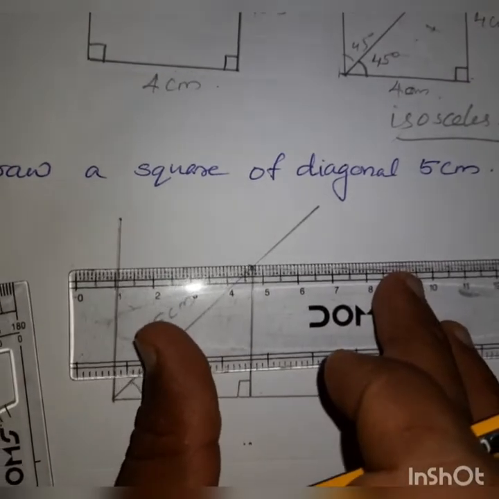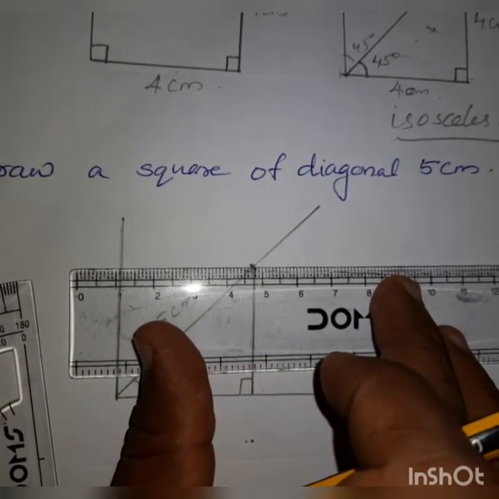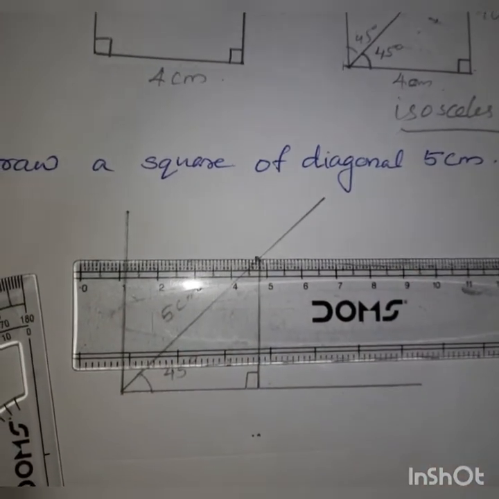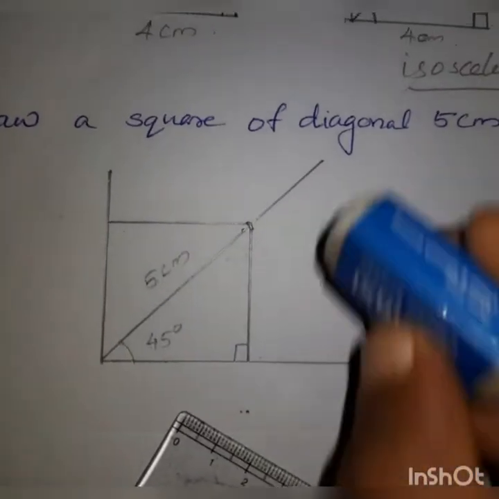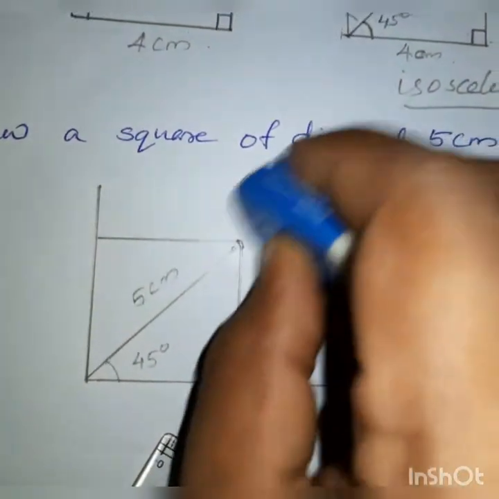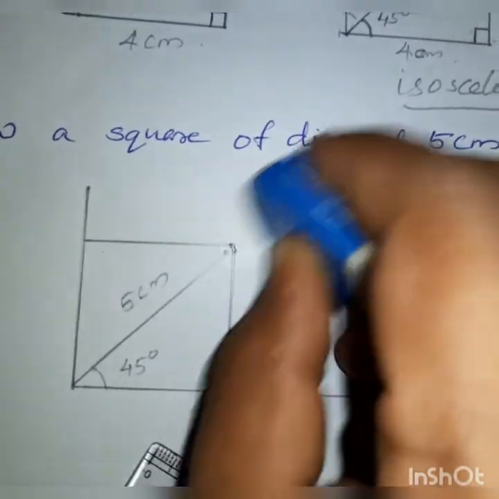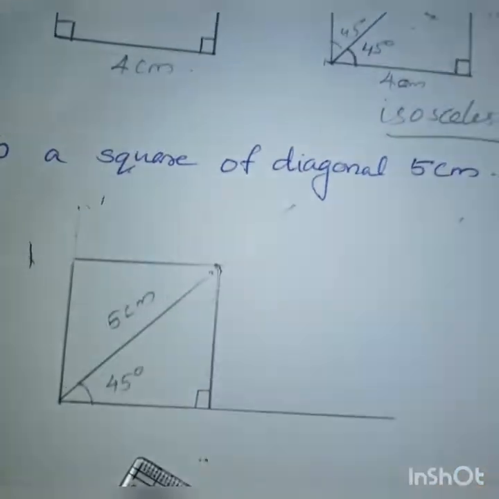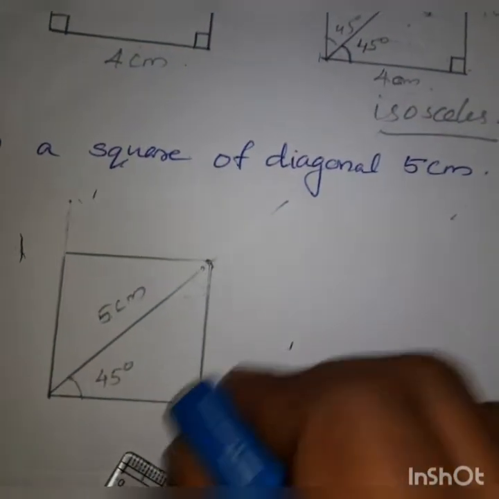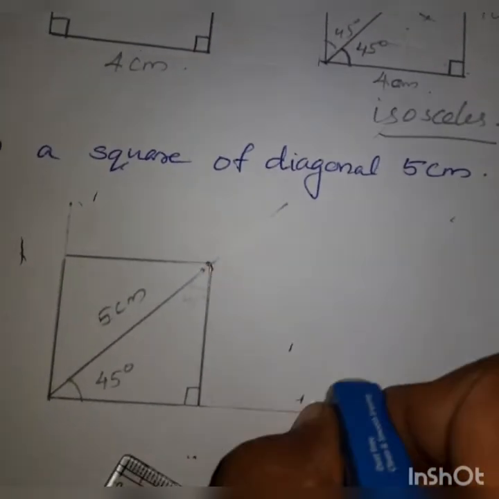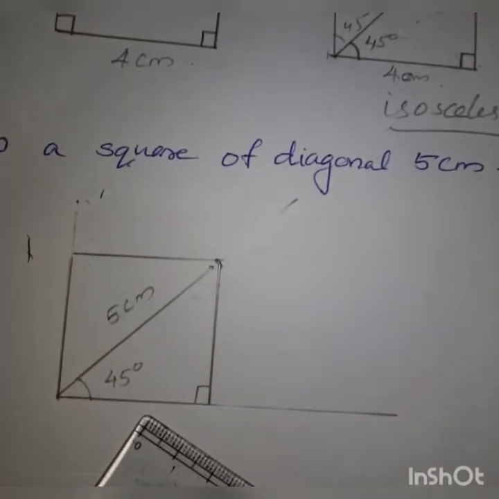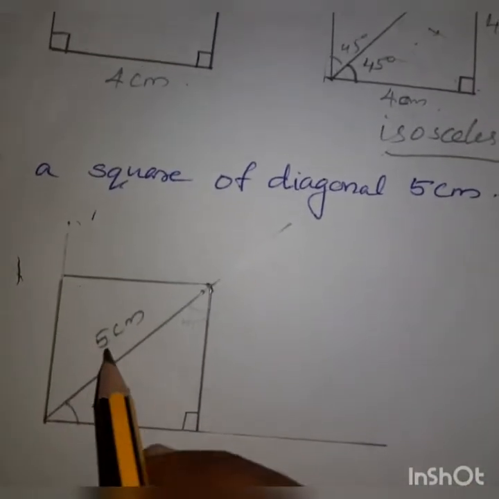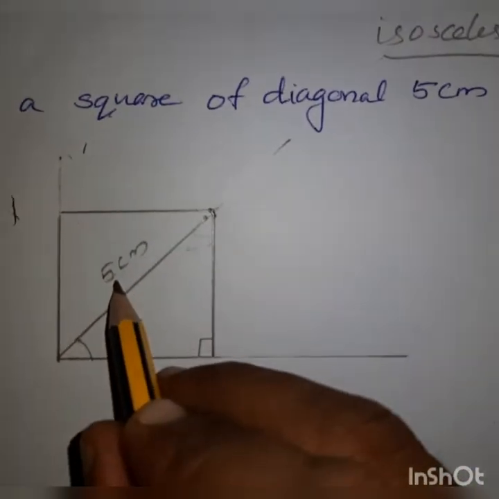So you get a square here. So you have to join this. Then you have to clear out these outside lines. So here you are getting a square. So a square of diagonal 5 centimeter. You have to draw it.